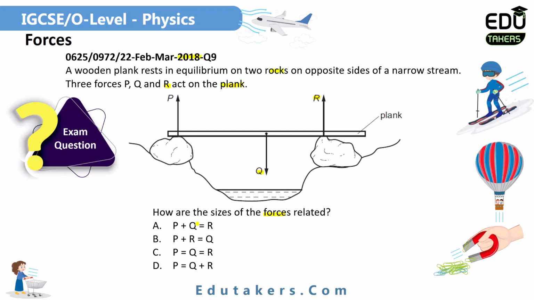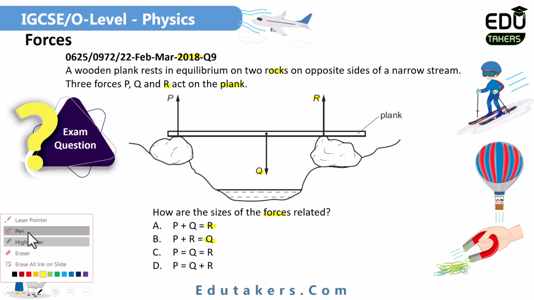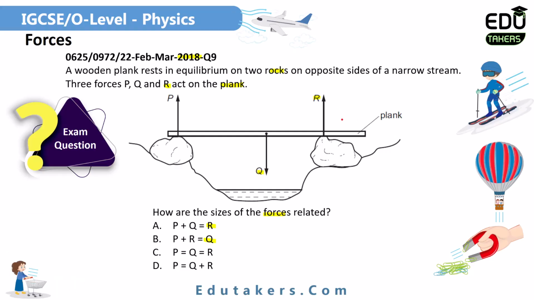Answer A. P plus Q is equal to R. B. P plus R is equal to Q. C. P is equal to Q is equal to R. D. P is equal to Q plus R. This plank is in equilibrium. It means that for that plank to be in equilibrium, the total sum of the forces must be equal to 0. First of all, here we will apply the first condition of equilibrium because only the forces are given.